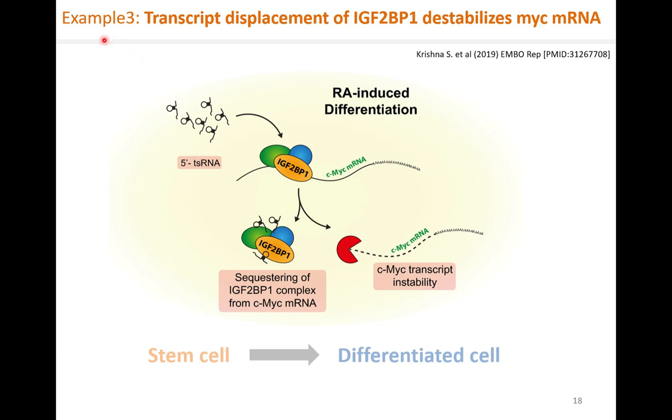Here is yet another example of transcript displacement. A set of tsRNAs are induced by retinoic acid and displace IGF2BP1, a well-known mRNA stabilizer, from c-MYC mRNA. With the downregulation of c-MYC, the stem cells undergo cell differentiation. tsRNAs acting on mRNAs either by engagement or displacement to regulate protein translation have earned their name as the Swiss Army knife of protein translation regulation.